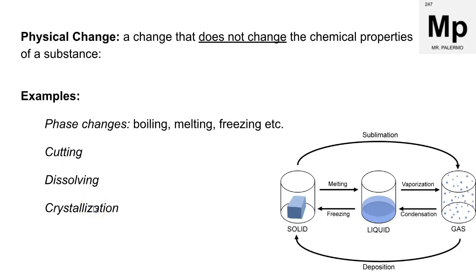Talking about changes, we have two types of changes. We have a physical change. This is a change that does not change the chemical properties of the substance. So phase changes are definitely physical changes. Boiling, melting, freezing. We're not changing the substance.